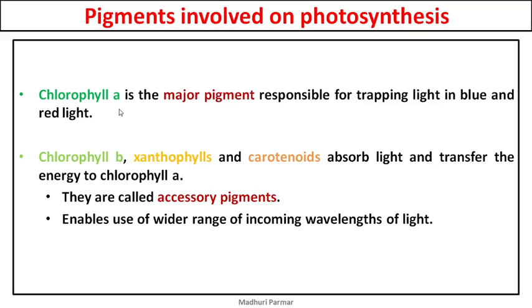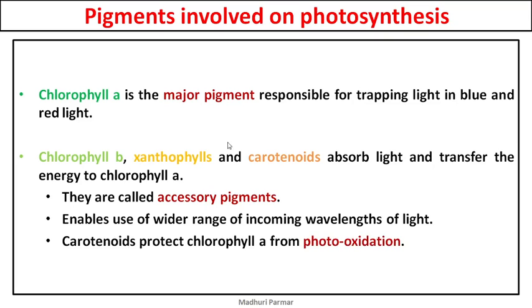So just think about it. If there was only chlorophyll A, it would not be able to absorb all the energy that is falling on the leaf by sunlight. It can only absorb blue and red light. Here, because of chlorophyll B, xanthophyll, and carotenoids, it is able to get energy even from other wavelengths, which it itself is not able to absorb.